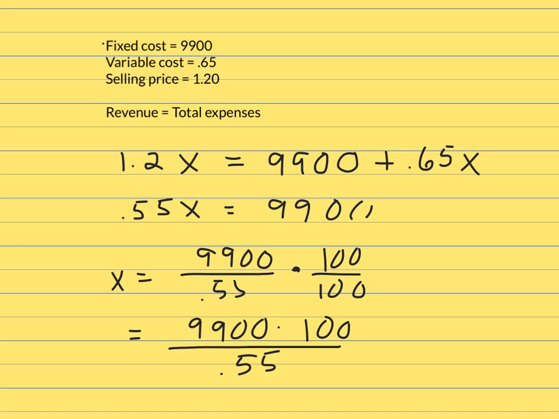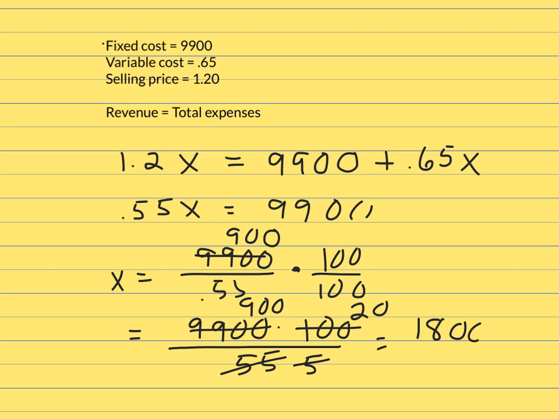Now 11 will go into 55 5 times, and 11 will go into 9900, it will go into there 900 times. And then 5 will go into 100 20 times. So you've got 900 times 20, and that's going to be an 18 with 3 zeros. So your answer is D.